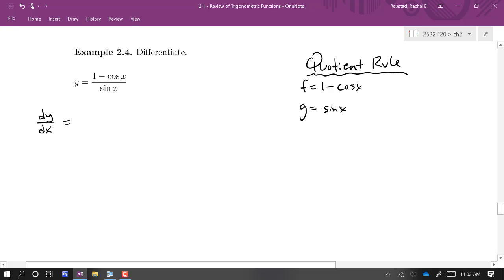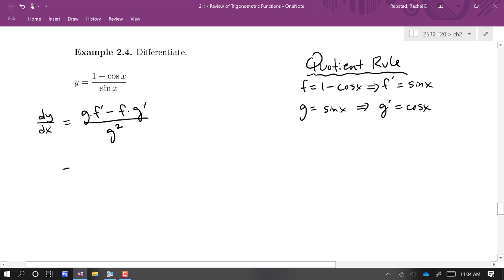the quotient rule says that the derivative of f over g is g times f prime minus f times g prime all over g squared. So we have our f and our g, we need the derivatives of those. So if f is 1 minus cosine x, f prime is a positive sine x, because the derivative of cosine is negative sine. And if g is equal to sine x, then g prime is equal to positive cosine x.